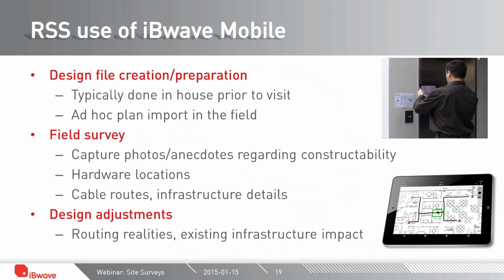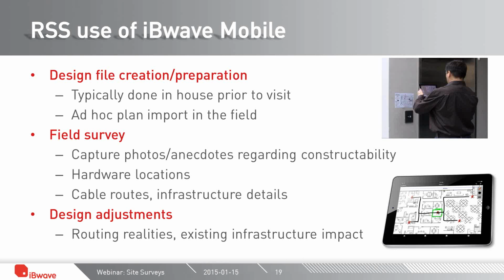So how are we using the mobile product? Creation of a design, either something that happens prior to the visit or in the field, more the former than the latter, but certainly it's nice to have that opportunity. As we go through this survey, we're capturing information regarding the constructability, be it hardware locations, cable routes, et cetera. It could be things like power and open spaces and sleeves, even all the way to details on how to access security and things like that. Again, a picture is worth 1,000 words, and if it's easy to hand over to somebody else and they can look at it and consume it right away, it's going to improve things.